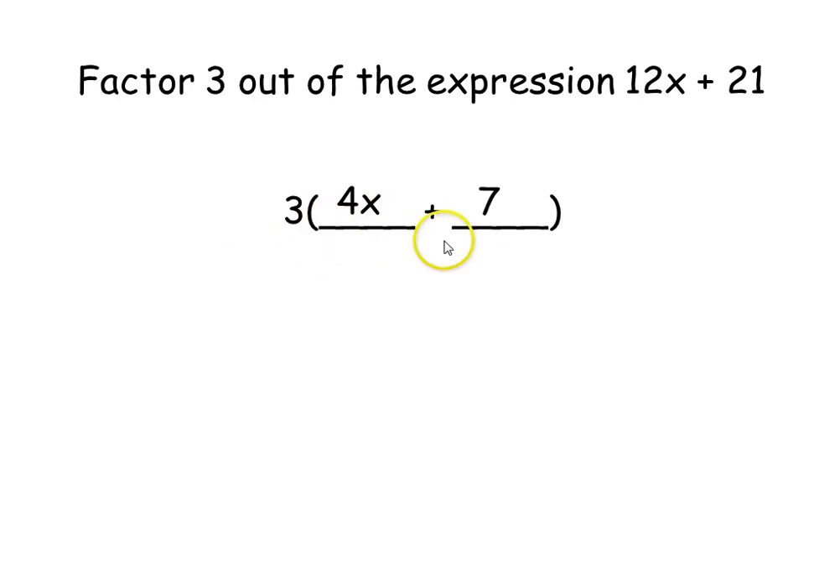So if I take this out of the line, what this would look like if we were to write it down would look like this: 3 times the quantity 4x plus 7. That is the factored version if we factor 3 out of the expression 12x plus 21. Because if we now distributed this 3, if we took this expression and expanded it using the distributive property, we would end up with this expression right here.